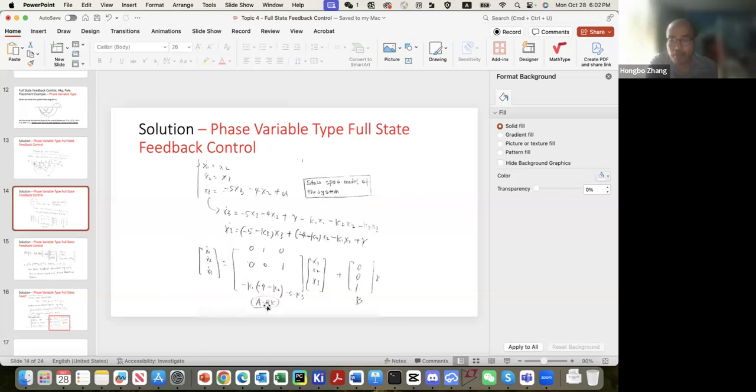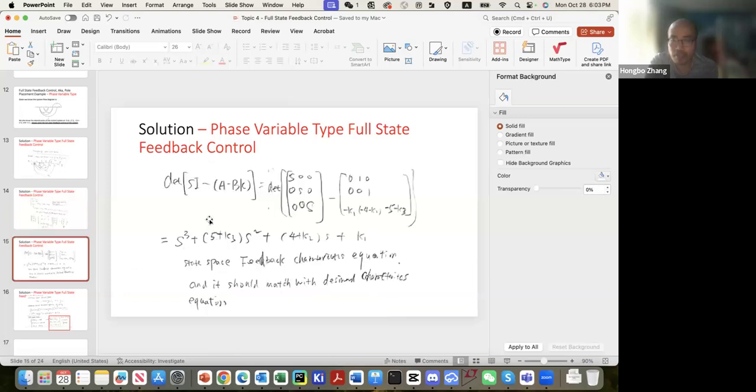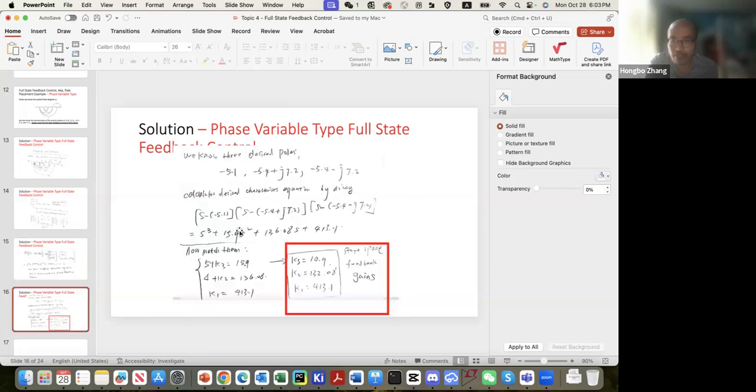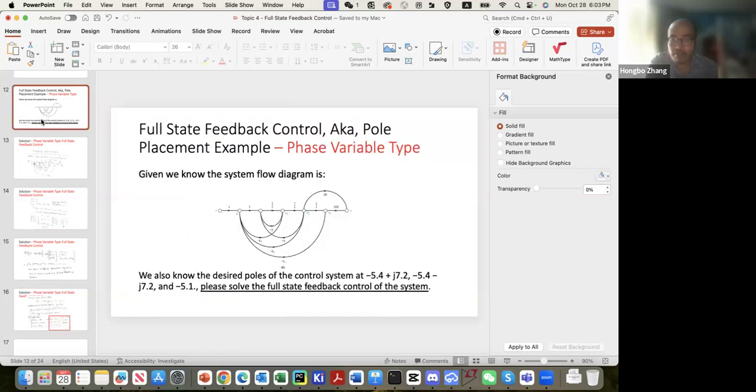Why do we need the state space? Because you want to calculate A minus BK. Why do you want to calculate A minus BK? Because we want to calculate the determinant. Why calculate the determinant? Because we want to match it. See the determinant here, which is this feedback system characteristic equation. It matches this one, and matching each term becomes okay. Actually, not that hard, okay?